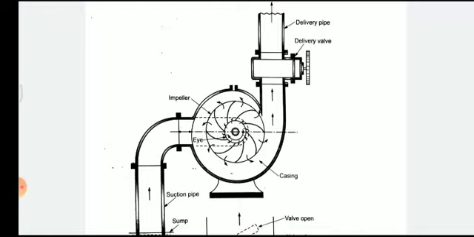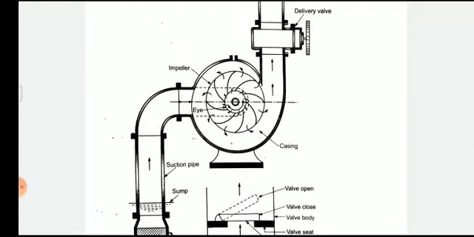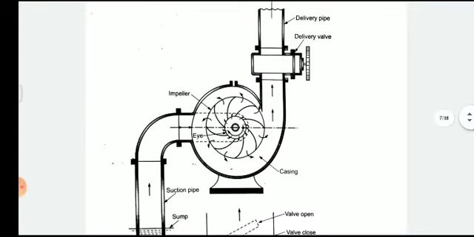and the electric motor is connected to the pump by a shaft, and the shaft is connected to the impeller. Then the direction of flow is in this way, anti-clockwise. And on the right-hand side is the casing of the pump, that means the outer body of the pump.